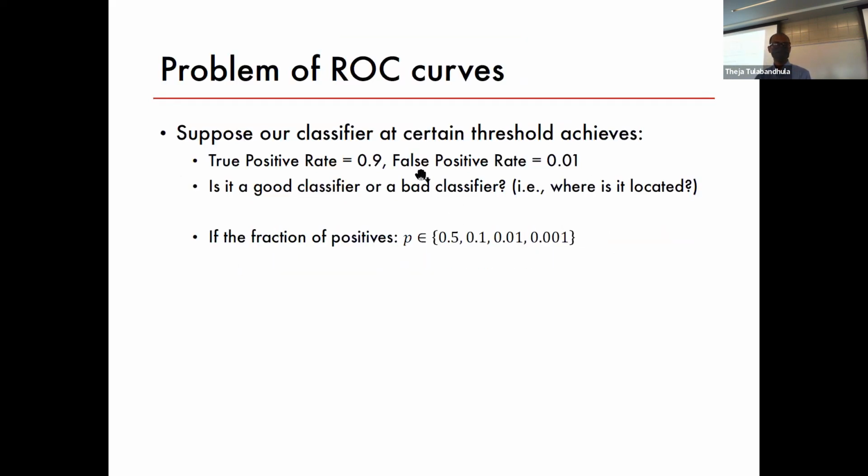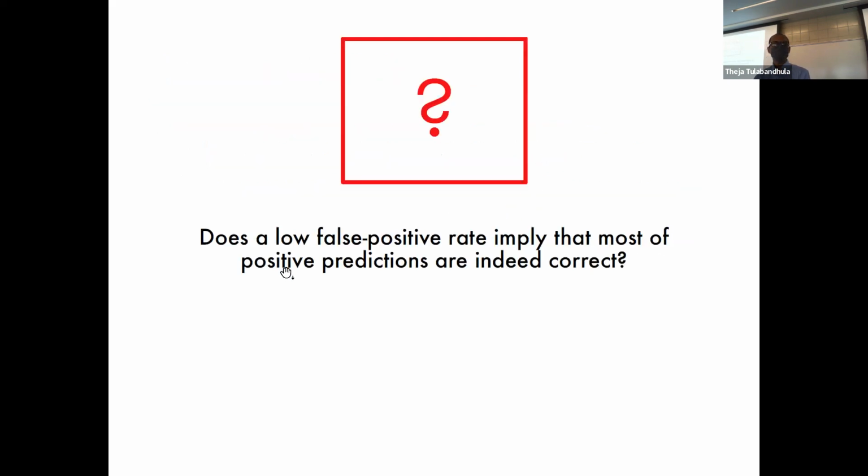The low false positive rate, it clearly has a low false positive rate, 0.01, implies that most positive predictions are indeed correct. So this part requires a little bit of unpacking. Most positive predictions are indeed correct. It's just asking whether a good chunk of the positive predictions that you're making are correct.